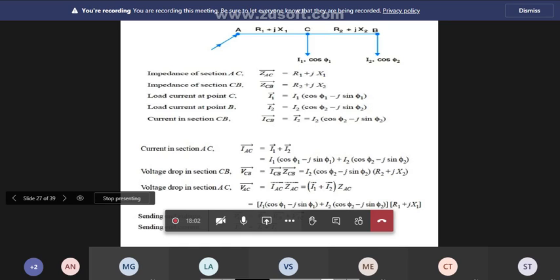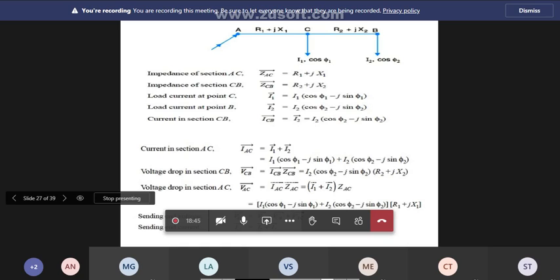I1 bar, we know the formula: I1 bar equals I1 cos phi1 minus j sin phi1. Generally it is expressed as e power j theta, e power minus j theta, that is cos theta minus j sin theta. Like that, the current at C, I1 bar, is I1 cos phi1 minus j sin phi1. Next, the current at B, I2 bar, is I2 cos phi2 minus j sin phi2. So we just found the currents at the points.